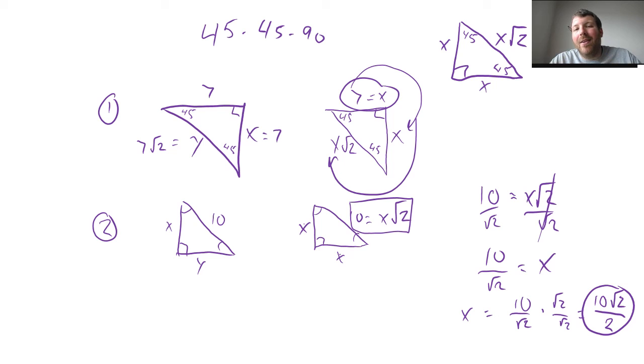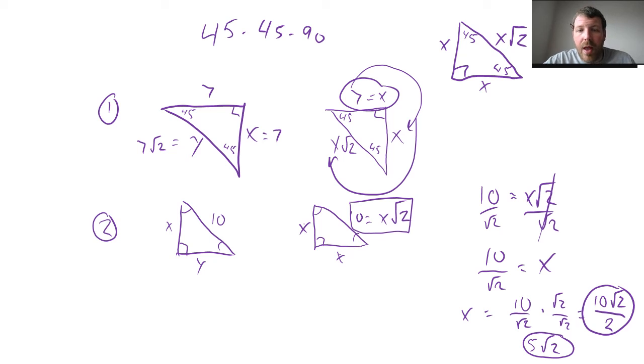Now, if I look at that, I can actually simplify that, because that top number 10 and that bottom number 2, I can divide them, because 10 divided by 2 makes 5. And so I'm allowed to do that. So 10 over 2 makes 5, which is 5 square root of 2. So this reduces to 5 square root of 2, which is x.